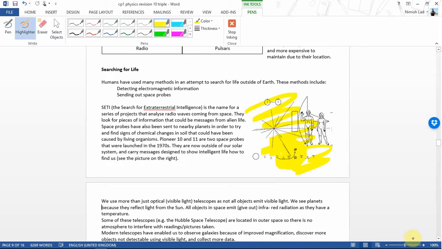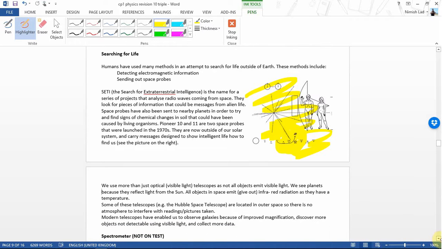Telescopes such as the Hubble Space Telescope are there in outer space, so there's no atmosphere to actually get in the way of them. And that's what we were talking about before. And that's everything that you need to know about waves and the universe.